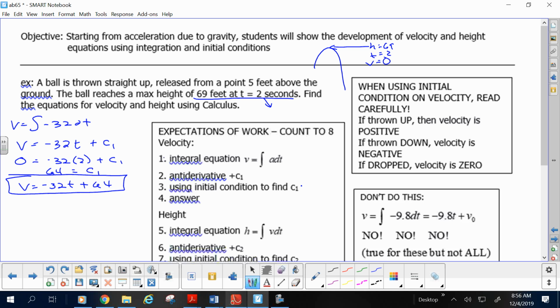and height. Now, the next part is another sequence of the same kind of work. Calculus, antiderivative, find the constant. Height is the antiderivative of velocity, eh? So it's the antiderivative of negative 32t plus 64. So I didn't give you a lot of room to work there. What's the antiderivative of negative 32t? Negative 16t squared plus 64t plus C2, a new constant.